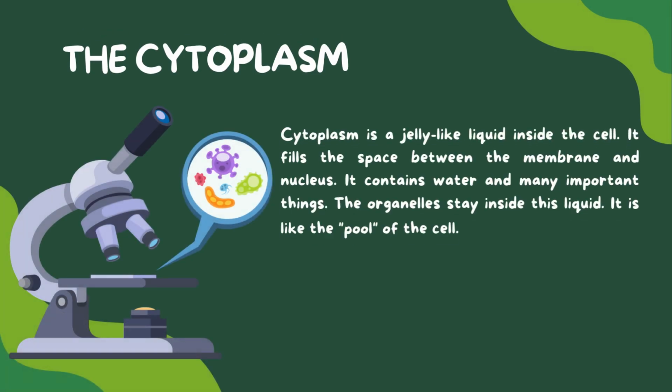The cytoplasm. Cytoplasm is a jelly-like liquid inside the cell. It fills the space between the membrane and nucleus. It contains water and many important things. The organelles stay inside this liquid. It is like the pool of the cell.